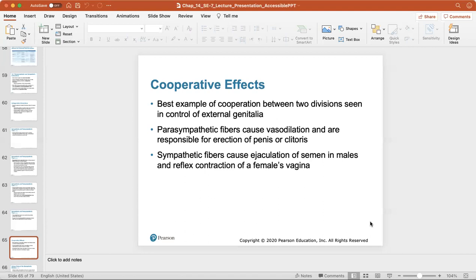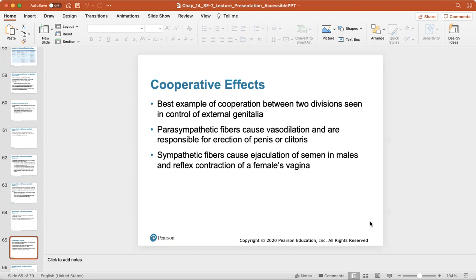Cooperative effects, the best example of cooperative effects between the two divisions is seen in control of external genitalia, where the parasympathetic and sympathetic fibers will work in turn to either cause vasodilation for erection and then ejaculation of the semen.